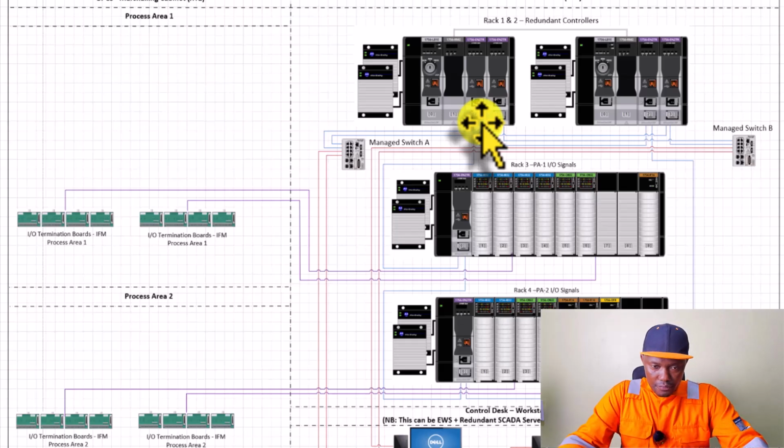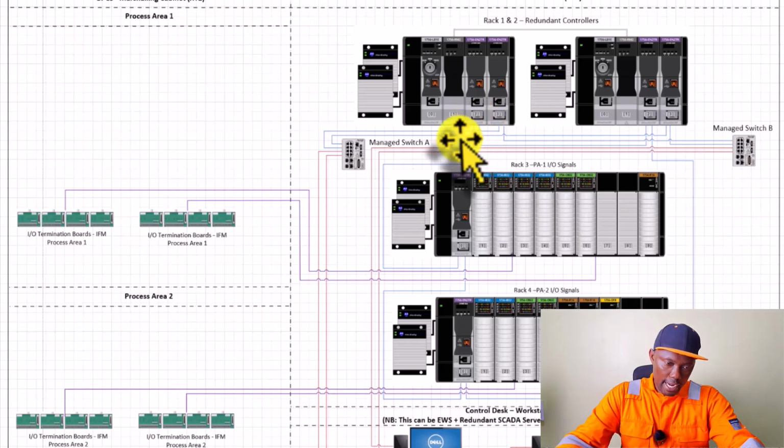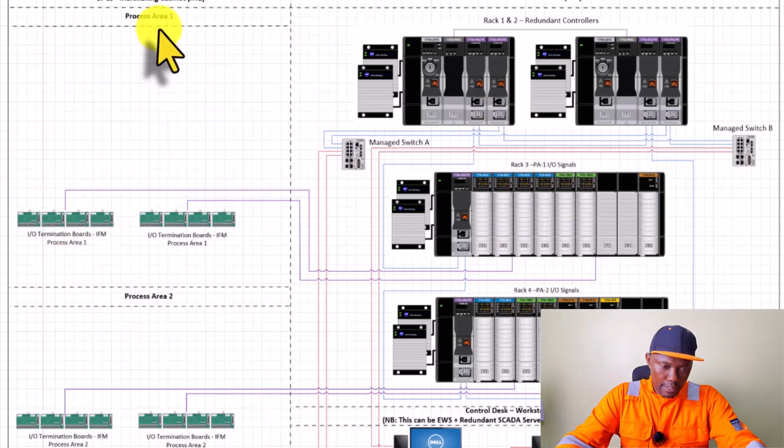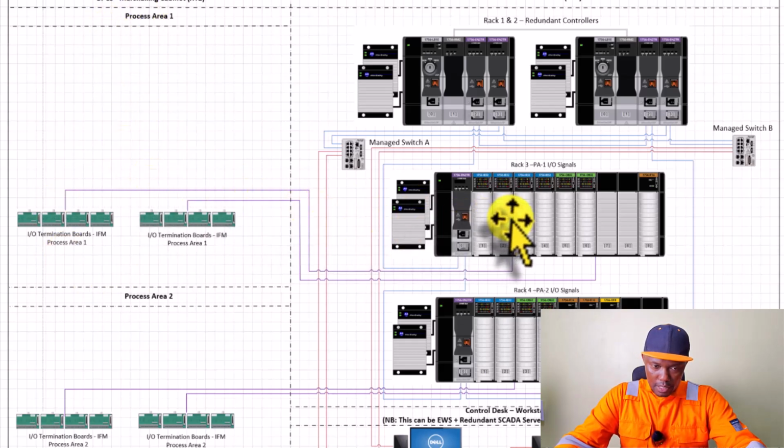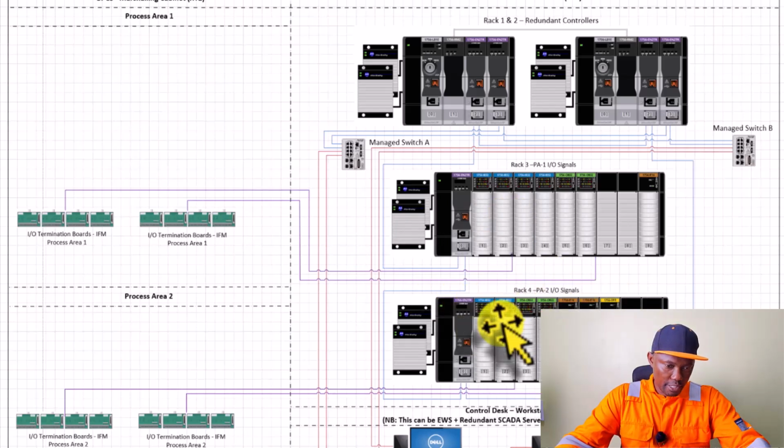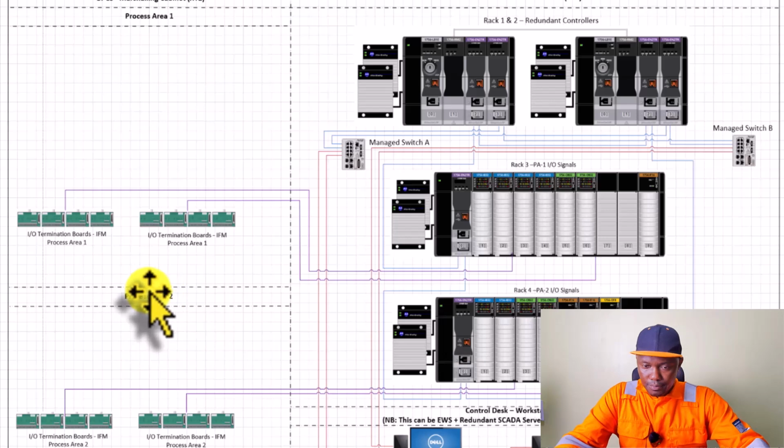So going forward, we've got 2 managed switches here, switch A and B. Then the rack tray here is for process area 1. Remember, this is just a draft for illustration in this video, okay? So the I/O signals from process area 1 are tied to the rack tray. The same thing for rack 4, but that's for process area 2 I/O signals.